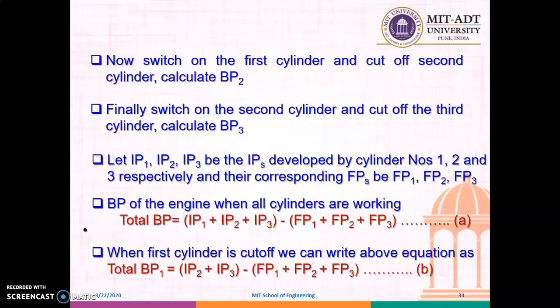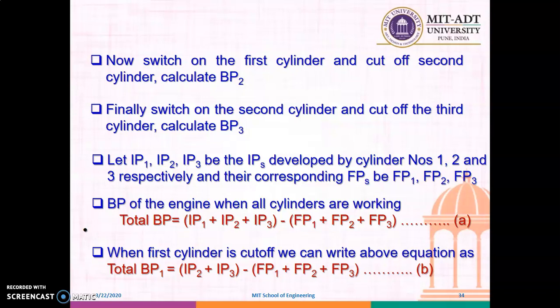Now switch on the first cylinder again by supplying the electric current to the first spark plug, and cut off the second cylinder. Calculate BP2 by the same method as we have explained earlier. Finally, switch on the second cylinder and cut off the third cylinder and calculate the brake power by the procedure explained earlier. Now let IP1, IP2, IP3 be the IPs developed by cylinder number 1, 2 and 3 respectively, and their corresponding friction powers are FP1, FP2 and FP3. These are the symbols we require for the further derivation.